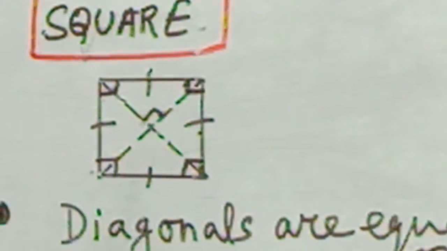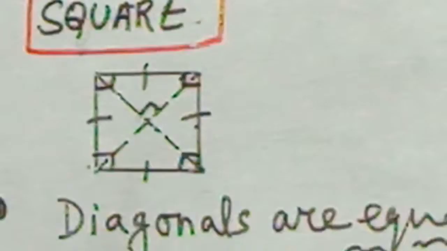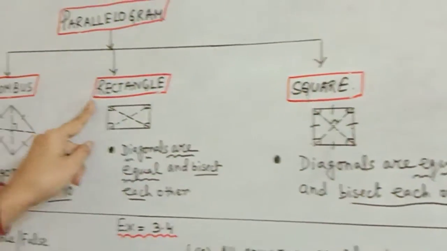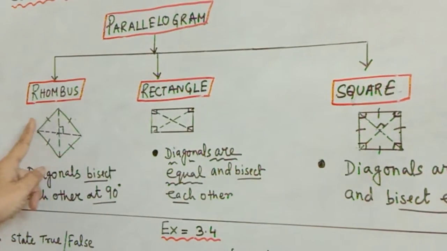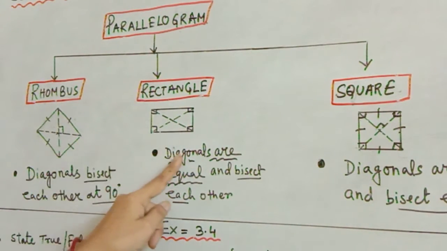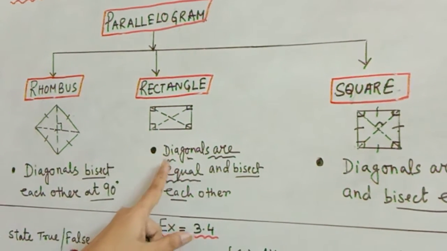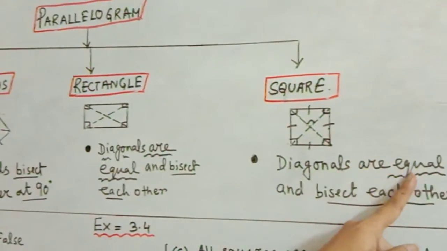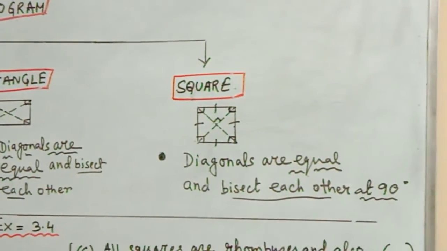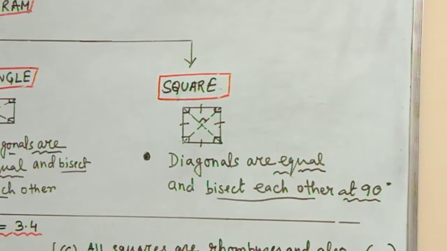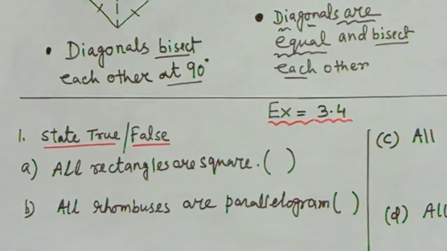So in summary, we need to learn three types of parallelograms now: rhombus, rectangle, square. In rhombus, diagonals bisect each other at 90 degrees. In rectangle, diagonals are equal and bisect each other but not at 90 degrees. In square, diagonals are equal and bisect each other at 90 degrees. Understood? Next, we will start exercise 3.4.